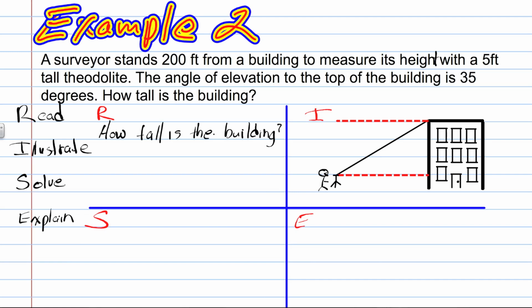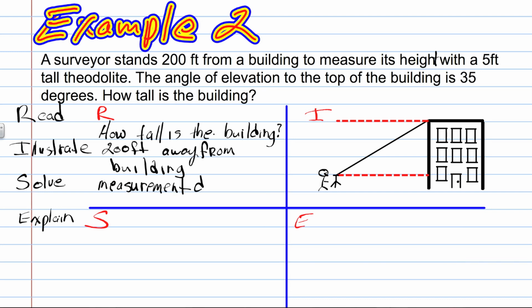That's the question. Now here comes the important information. The surveyor stands 200 feet from the building, so he's 200 feet away from the building. And his measurement device is 5 foot tall. So that's important information for us to take over here to the illustrate.